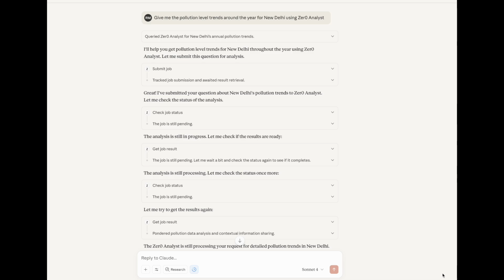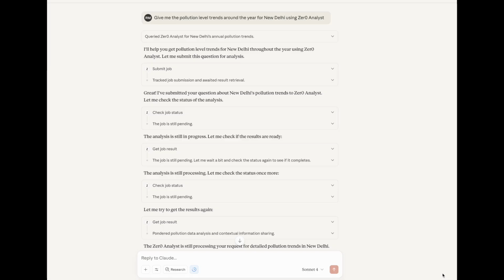One of the questions that I get is how about using ClickHouse MCP? Why do you need to have Zero Analyst when you can have an MCP server over ClickHouse or over some other database that can then take your natural language question and convert it to a SQL query and then do the analysis as well?